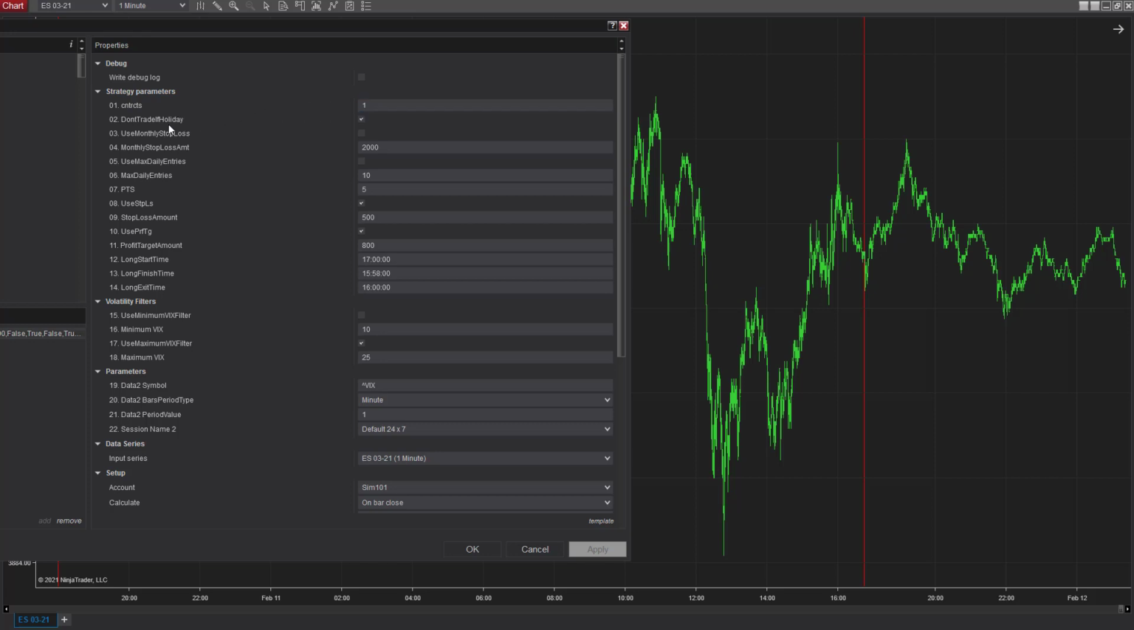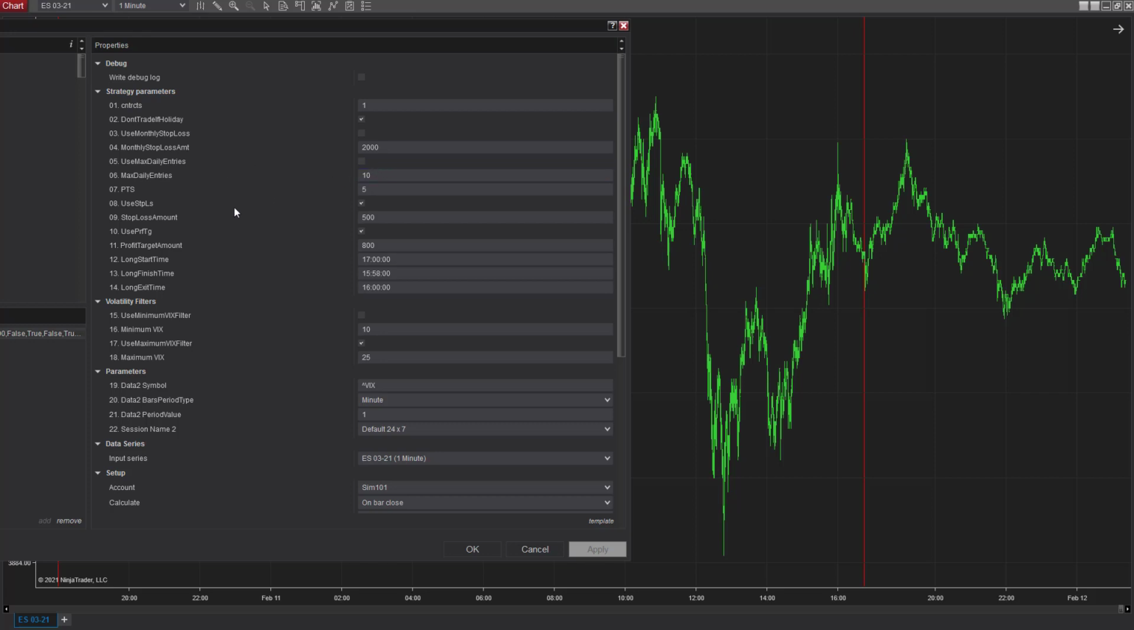Contracts, you can change the number of contracts. We use a don't trade if holiday function, so it won't trade on a holiday. Use monthly stop loss, that is a feature that is available. It is by default unchecked. If you check this, make sure you have at least an entire month's worth of data to capture the entire month so it can calculate that monthly stop loss and keep track of where you are on a monthly basis historically.